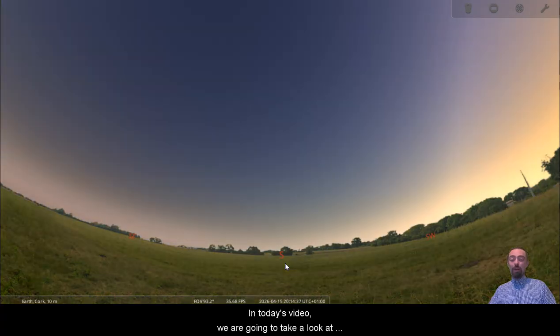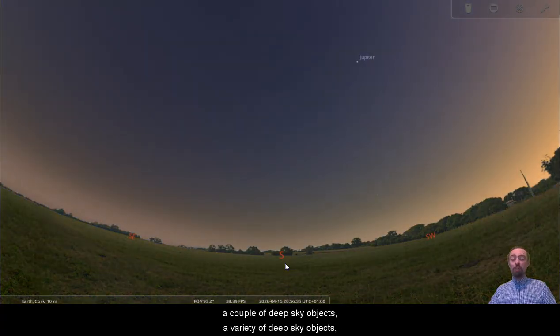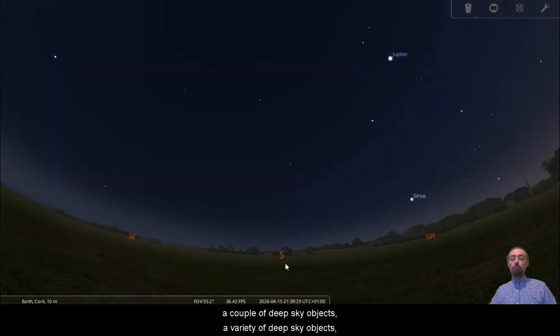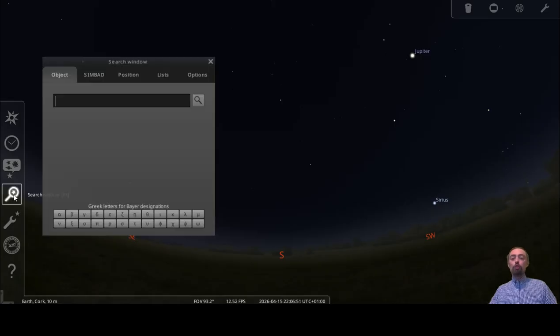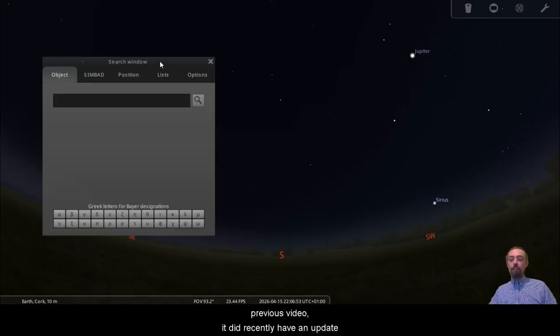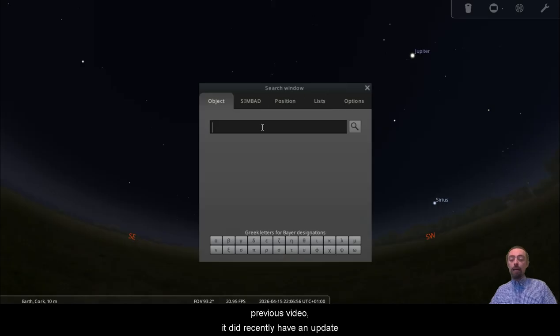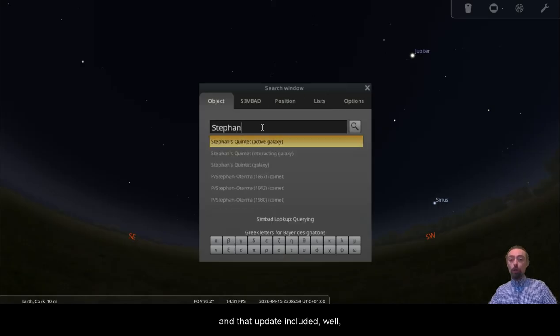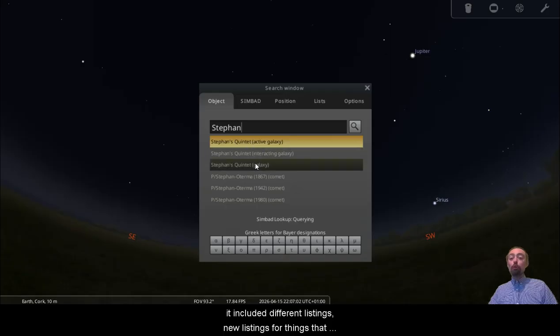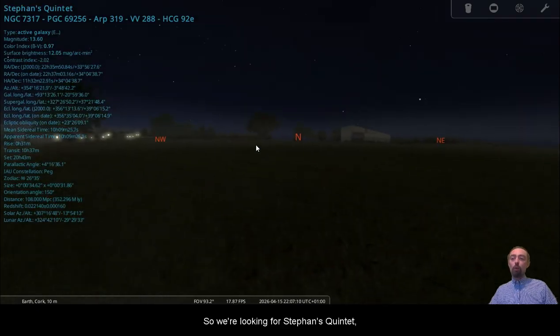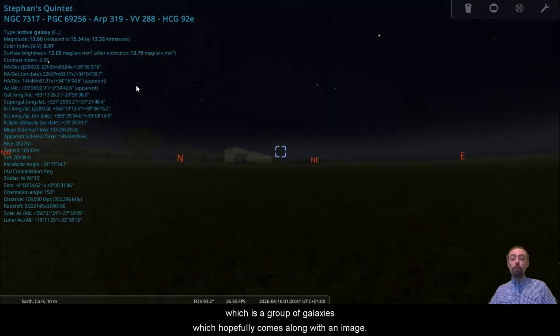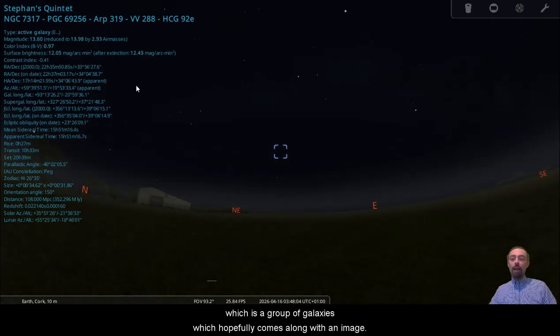In today's video, we are going to take a look at a variety of deep sky objects, hopefully starting with a group of galaxies. So Stellarium, as I mentioned in the previous video, did recently have an update, and that update included new listings for things that already existed, and hopefully it may contain some new images as well. So we're looking for Stephan's Quintet, which is a group of galaxies which hopefully comes along with an image.